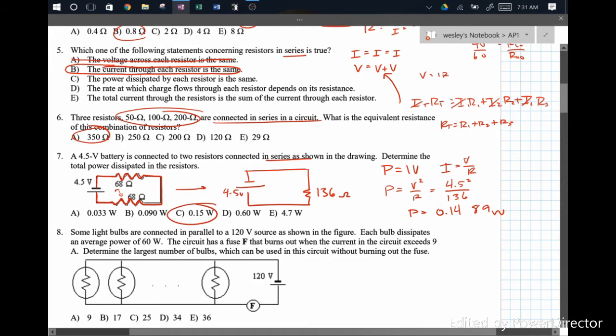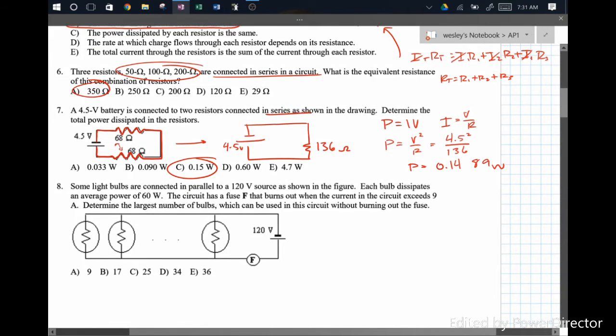Number 8, some bulbs are connected in parallel to a 120 volt source as shown in the figure. Each bulb has a power of 60 watts. The circuit has a fuse F that burns out if we get more than 9 amps. Determine the largest number of bulbs which can be used without burning out the fuse.